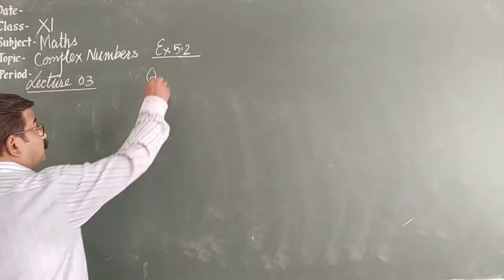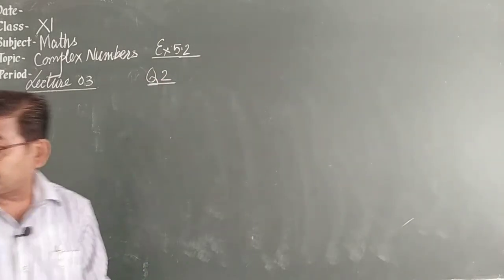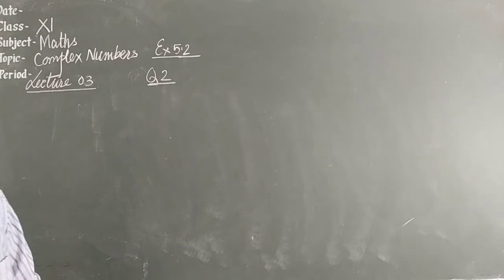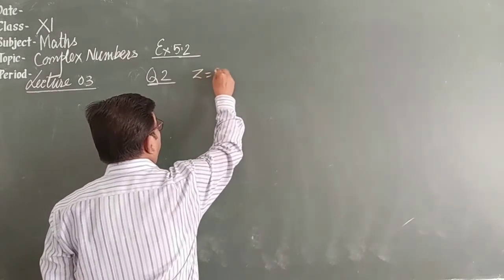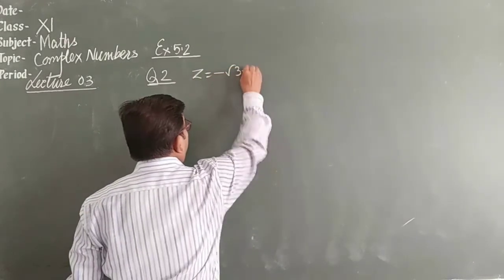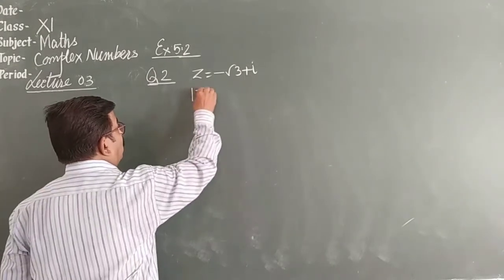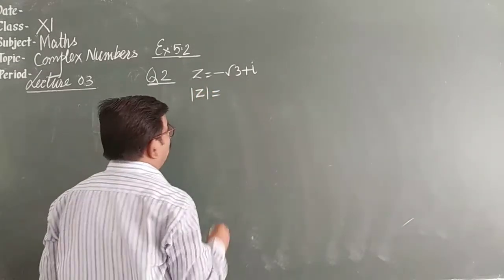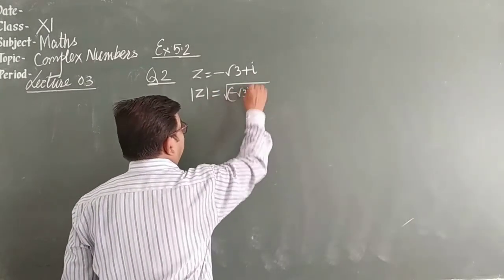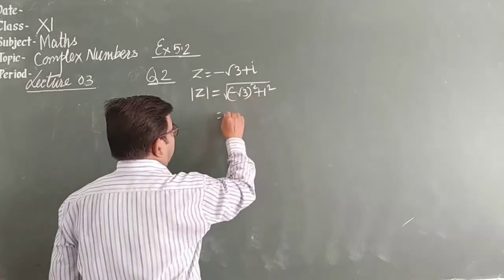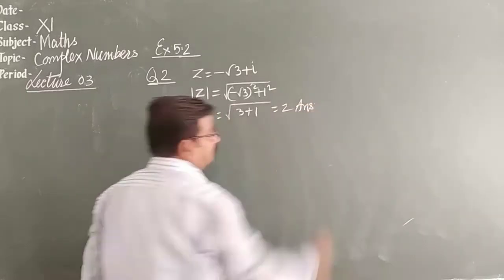Second question. Given z is equal to minus root 3 plus i. So find the modulus of z. This is what? Under root minus root 3 square plus 1 square. This becomes under root 3 plus 1, which is 4, equal to 2. That is the answer.